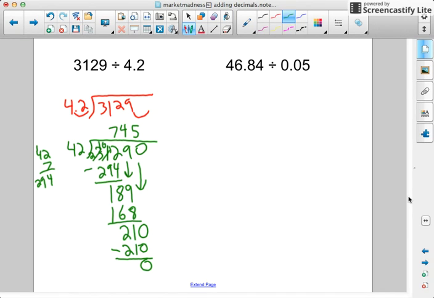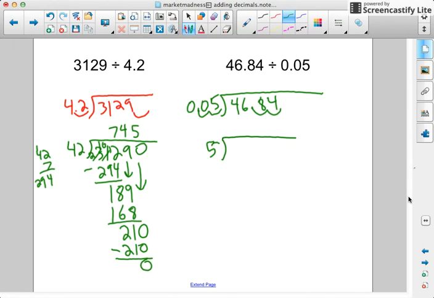Let's set up and try one more here. So this would be 46.84 divided by 0.05. To get rid of my decimal in the divisor, I need to move it 2 times, which would be like timesing it by 100. So times this one by 100 or move that 2 times. So my question ends up being 4,684 divided by 5. So then I do my long division.